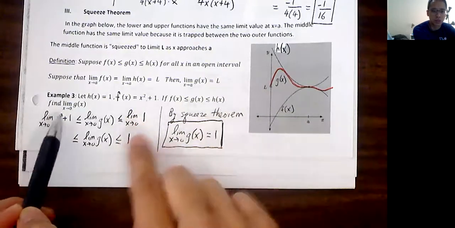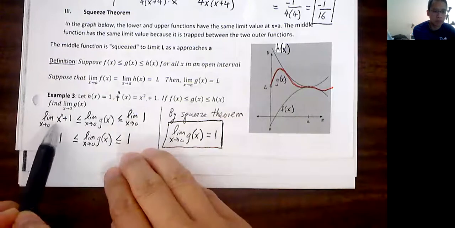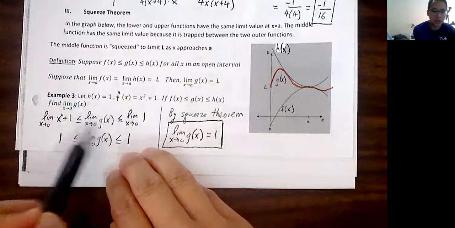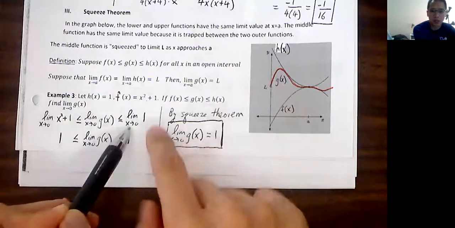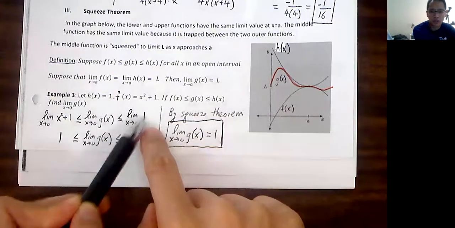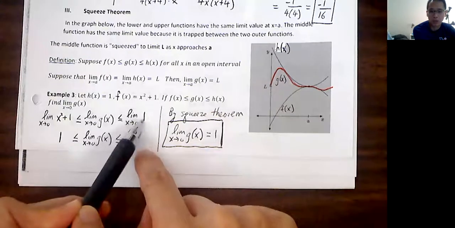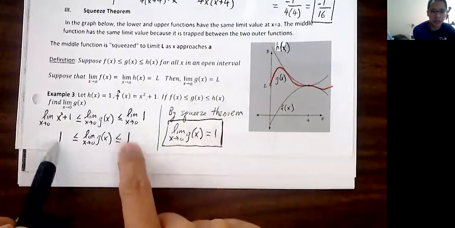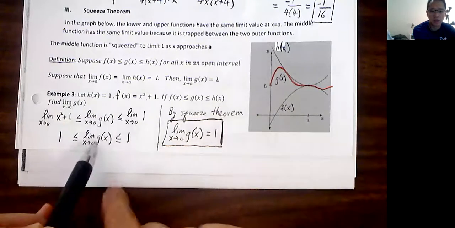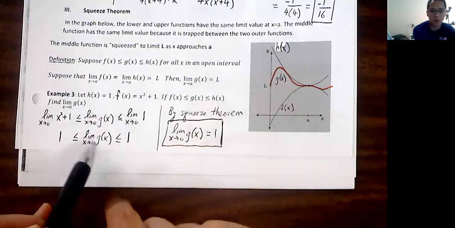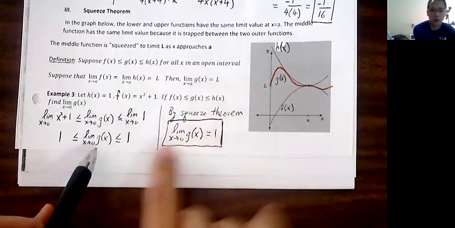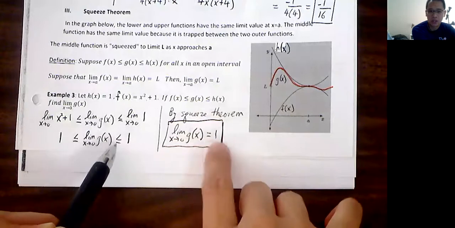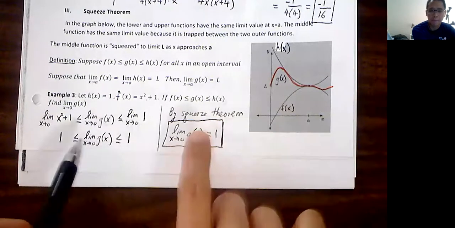Here I'm just going to evaluate it like I normally would. Plug in 0 for x, I get 0 plus 1, which is 1. Middle is unknown for now. Now the upper: there's nothing for me to plug in, 1 is going to stay 1 as well. And now we see that these are matching. If these are the same, then the middle one must be the same as well. So by squeeze theorem, we can conclude that the limit as x approaches 0 for g of x is equal to 1.